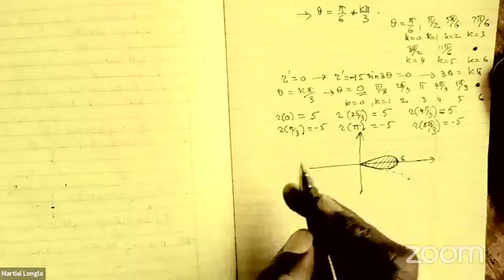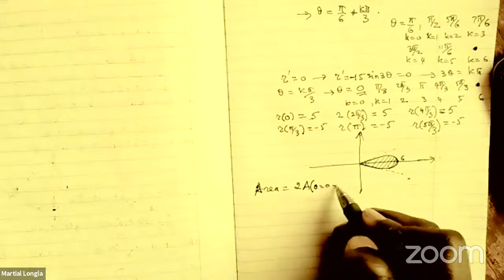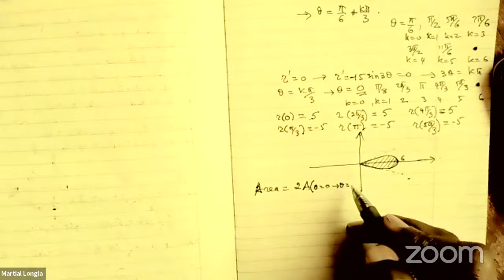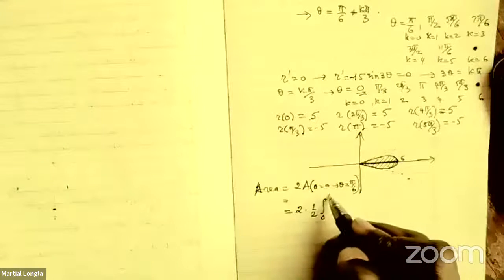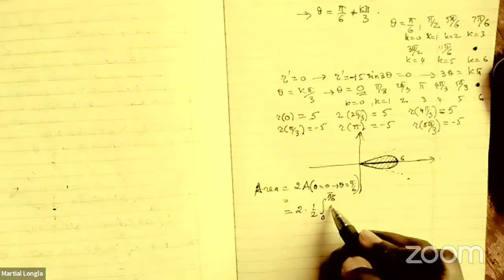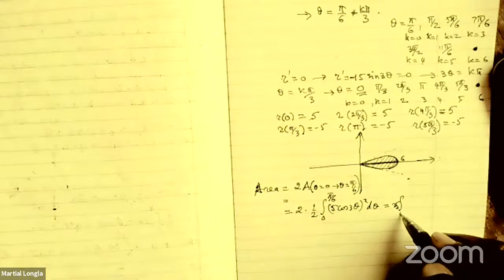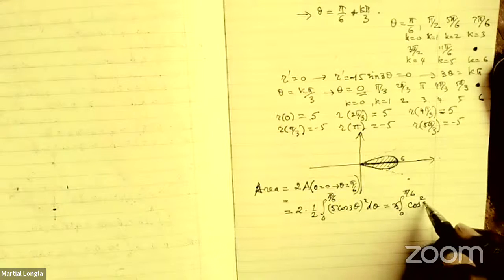And the area of that loop, because it's symmetric, we could say that it is twice the area of the part that goes with angle theta equals 0 all the way to theta equals integral from 0 to pi over 6 of (5 cosine 3 theta) squared d theta, which is nothing but 25 integral from 0 to pi over 6 of cosine squared of 3 theta d theta.